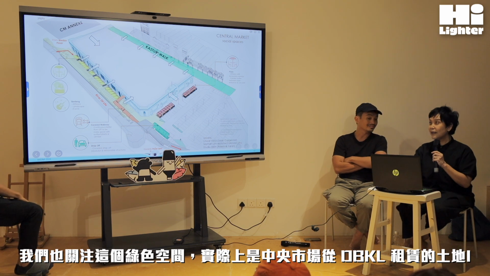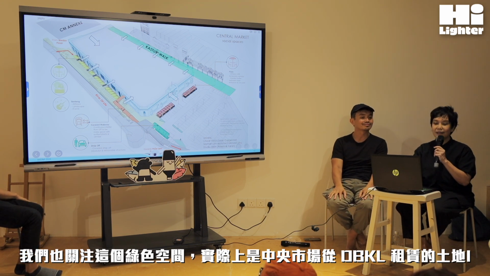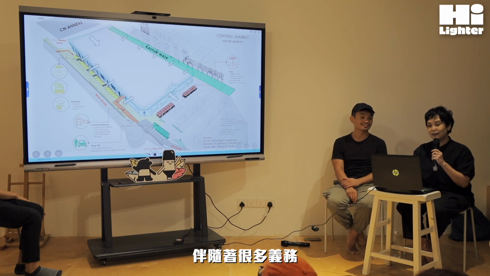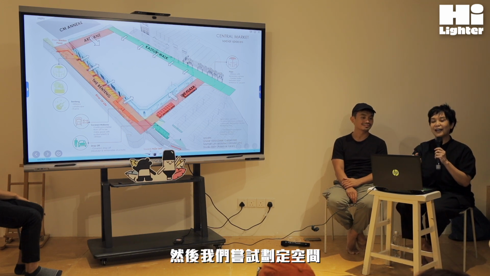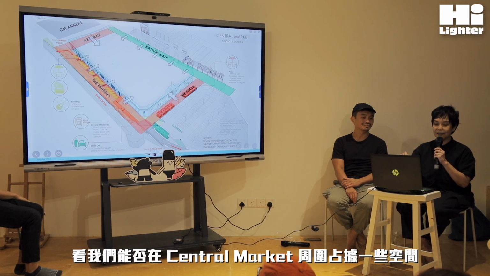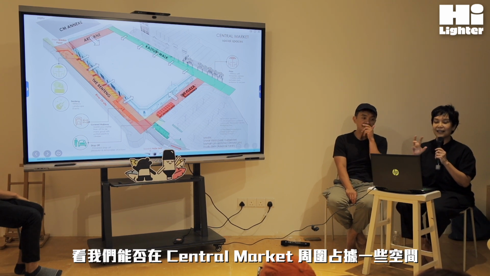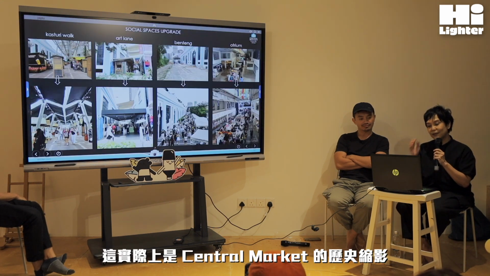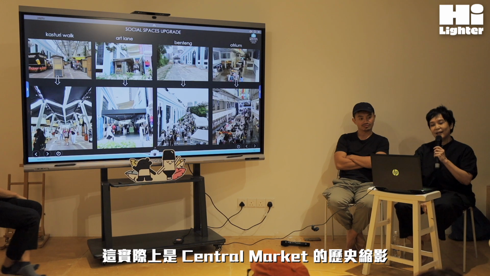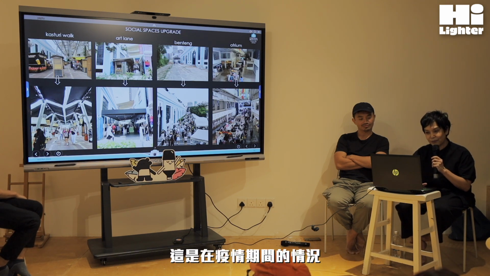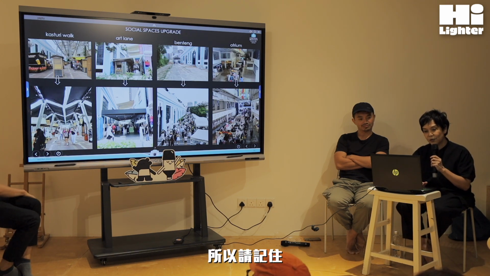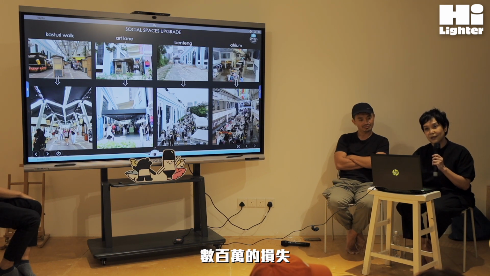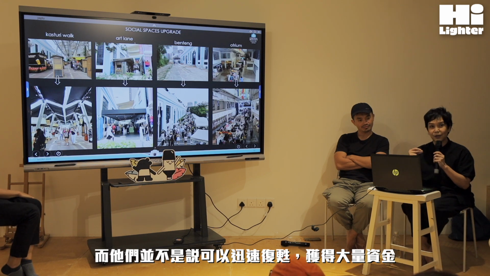We also look into, like, this green spot is actually land Central Market leases from DBKL. It comes with a lot of obligation. Then we try to carve out what spaces we can take around Central Market and start claiming them, and the public space that we can carve from the atrium. So this is just a collage of what Central Market was, this at the top during the COVID period. Just remember, the developer has lost millions throughout the 2 years of COVID, and it's not as if they can rejuvenate and have a lot of money.